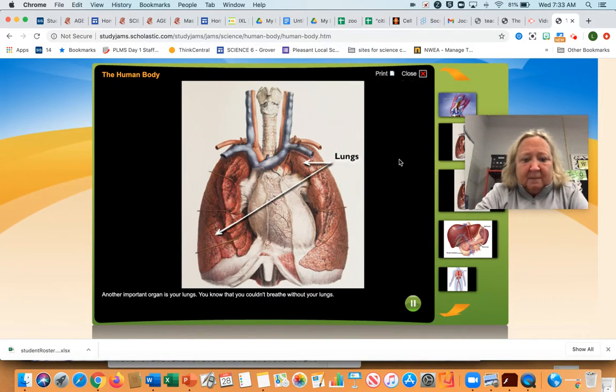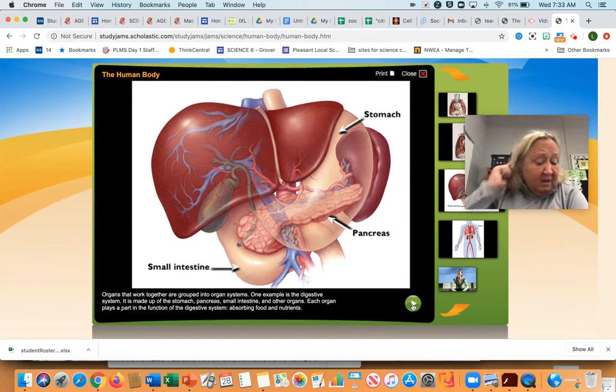Okay. Another important organ is your lungs. Okay. And the lungs are outside of the heart. And obviously, hopefully you know that your lungs are what allow you to breathe. Okay. Then we have organs that group together. So we have cells make tissues, tissues make organs, and organs make organ systems.